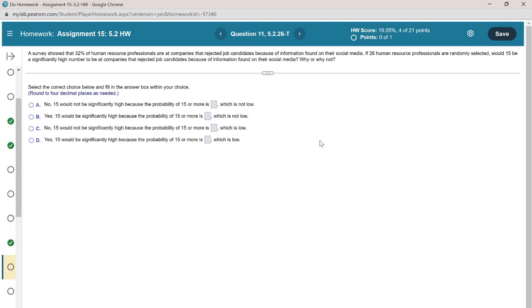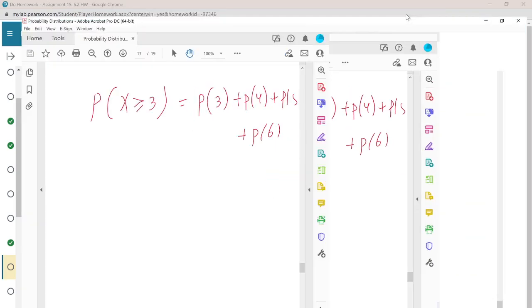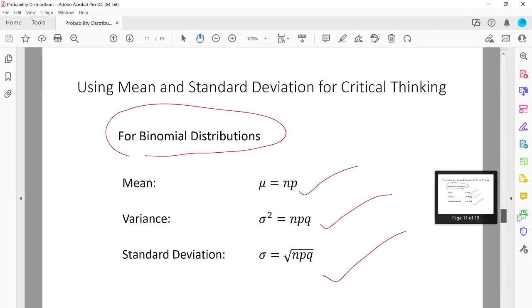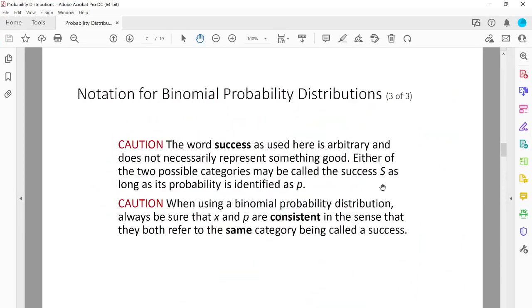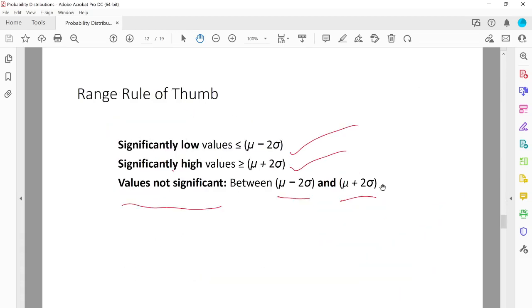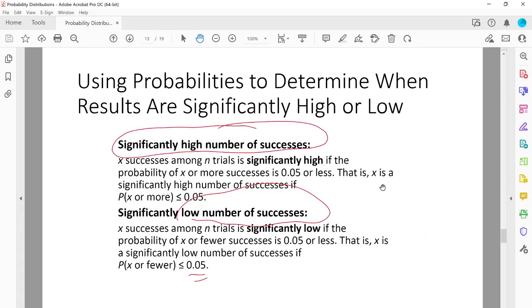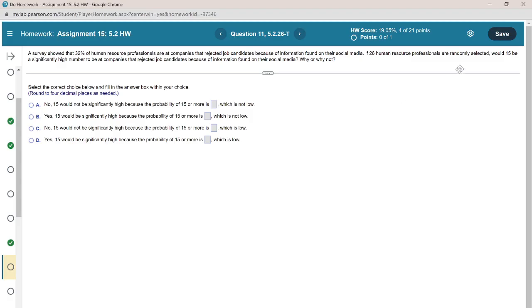would say, okay, if 15 is the number of success, we would like to find out, is that number of success significantly high or low? We need to find out that information, and that can be found by using the relation here. For the probability distribution, here is the thing. For significantly high, if the probability of x or more is less than or equal to 0.05, so x in this case is 15.